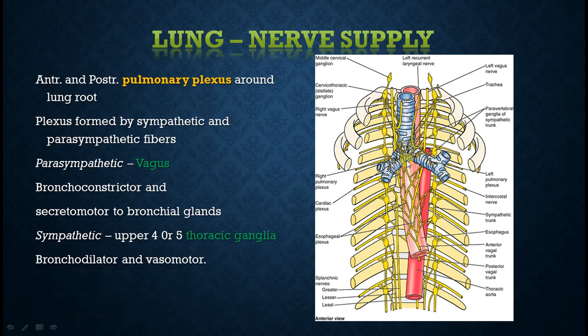Sympathetic is from T4 to T5 thoracic ganglia. So fibers arise from postganglionic fibers and take part in the pulmonary plexus. They are mainly bronchodilator and vasomotor. They are motor to the blood vessels. Sensory is again from the parasympathetic part.